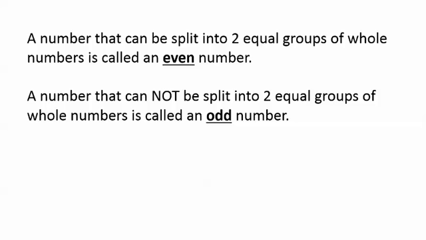A number that can be split into 2 equal groups of whole numbers is called an even number. A number that cannot be split into 2 equal groups of whole numbers is called an odd number. And then it's whiteboard time. Is 15 even or odd? Draw a line down the center of your paper and just do it. Count it out. 1, 2, 3, 4, 5, 6, 7, 8, 9, 10. Oh, it's odd. Why? Because it doesn't have the same amount in each group. Does that make sense to everybody?